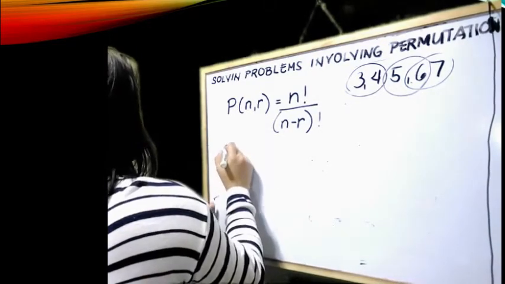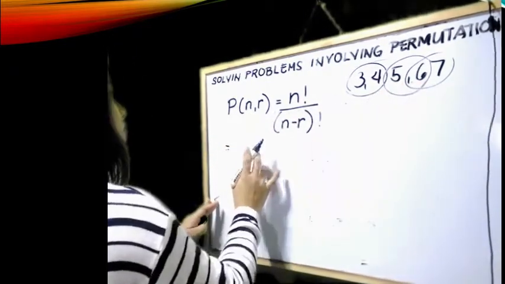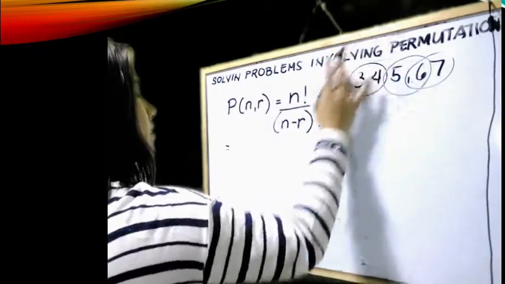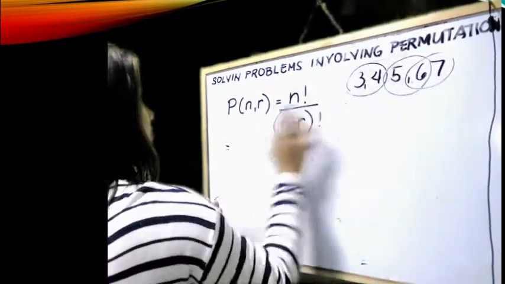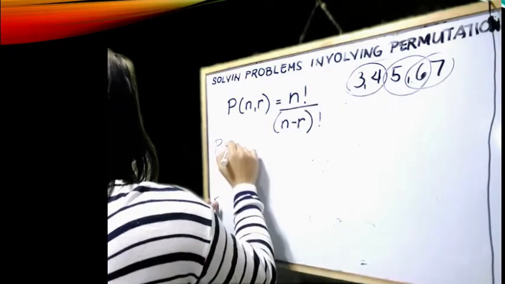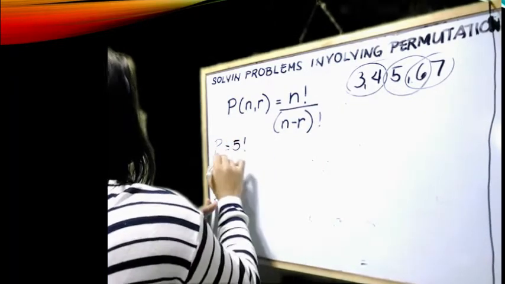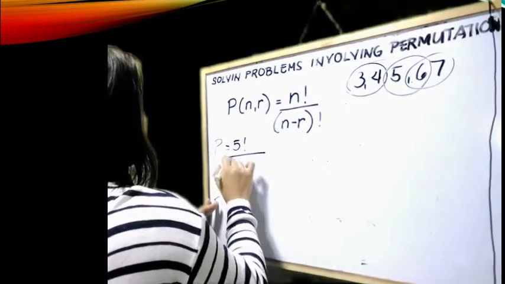So let's apply the formula to the given problem. The number of objects in the set is 5 because of the 5 digits. So we have 5 factorial over, your n still 5.